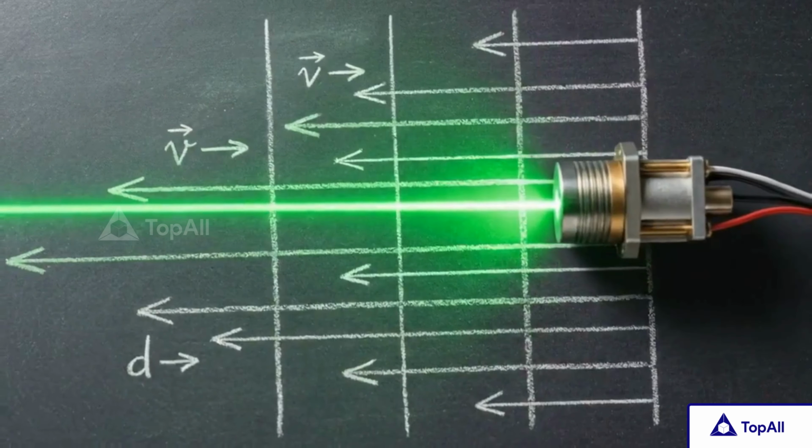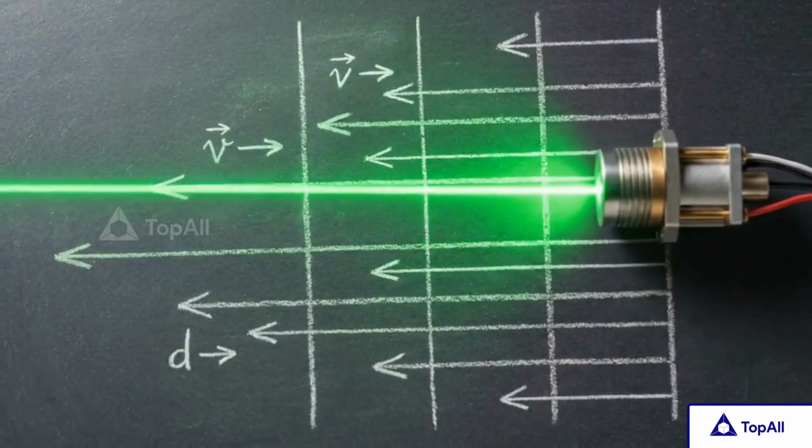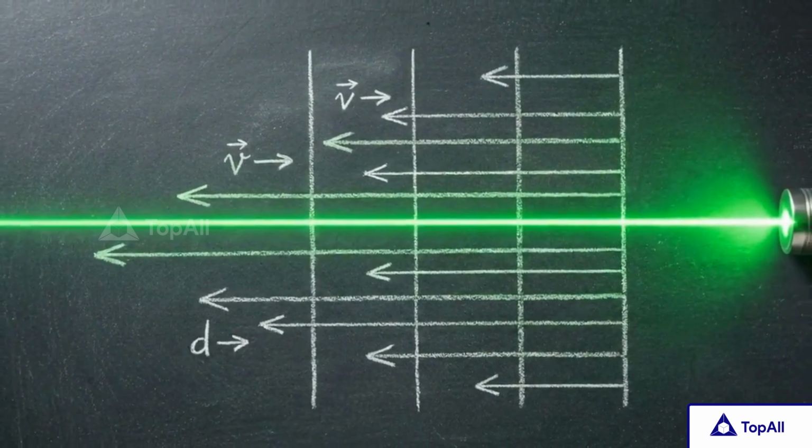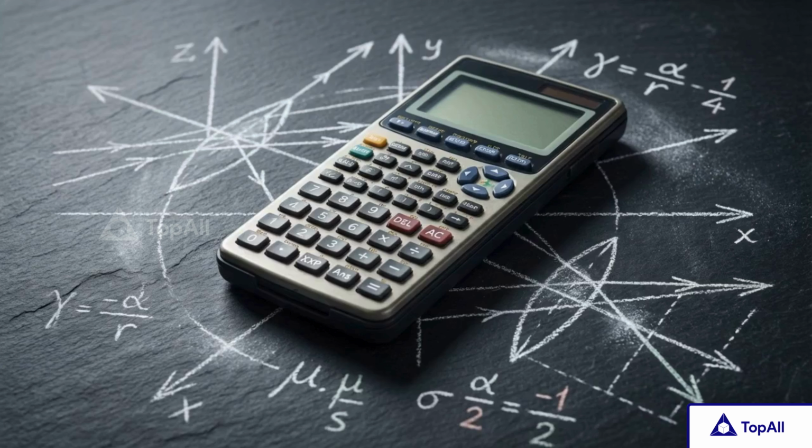Be careful, though. If a specific problem places the light source on the right, traveling left, the positive axis flips to align with it. The light always sets the terms. The direction of incident light defines the entire mathematical landscape before you even pick up a calculator.